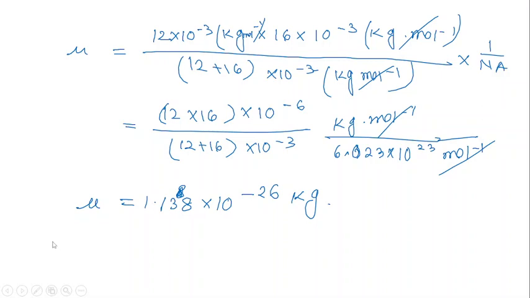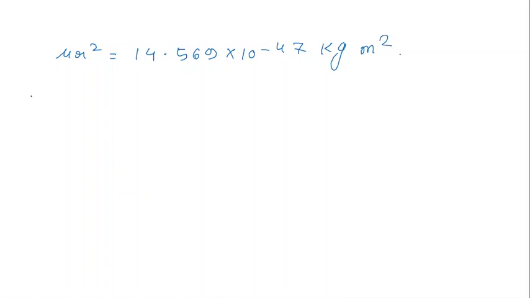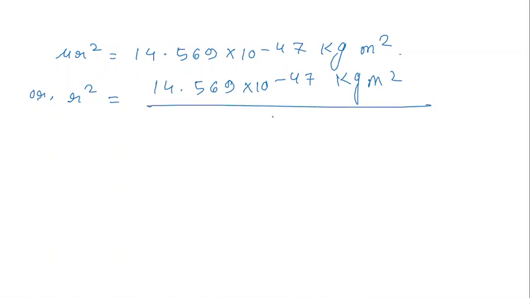Now what will be the value of mu r square? What we got for I was 14.569, we already calculated this. Mu also we calculated, and r square. Now I will put the values only, in kg meter square. Mu value, what is the value? 1.138 into 10 to the power minus 26 kg.